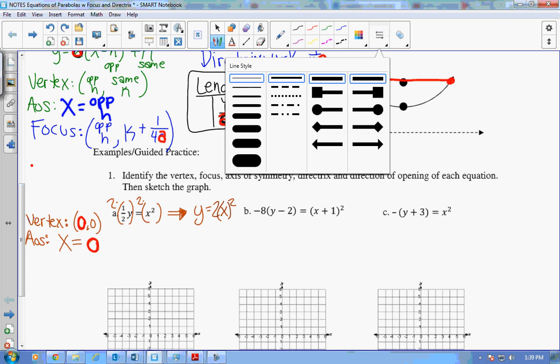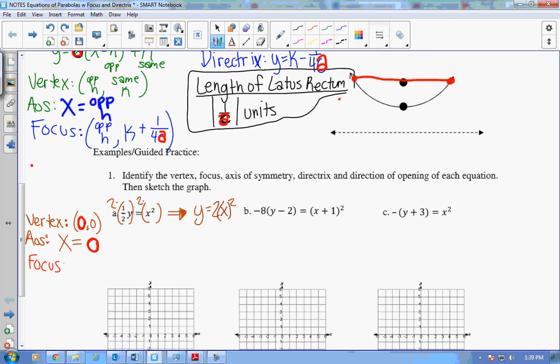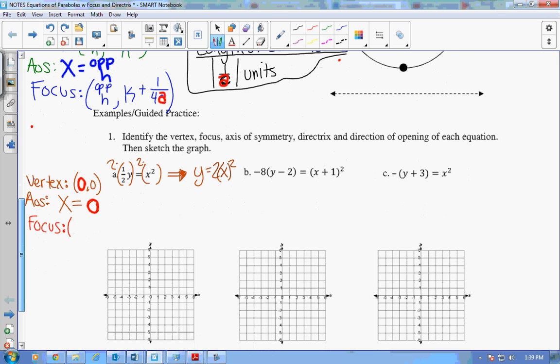Now, the focus is a point. Guess what? The vertex and the focus are lined up vertically, so they have the same x value. So the focus is 0. So those 3 should all have zeros. Those red zeros, all in the x position. What changes for the focus is, since this is positive 2, doesn't that mean it's concave up? Positive 2, concave up. So that means our focus is above the vertex. So all that changes is a vertical shift up.